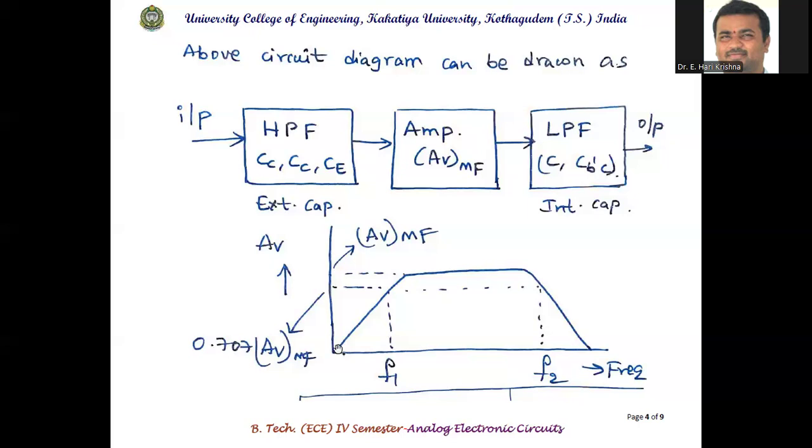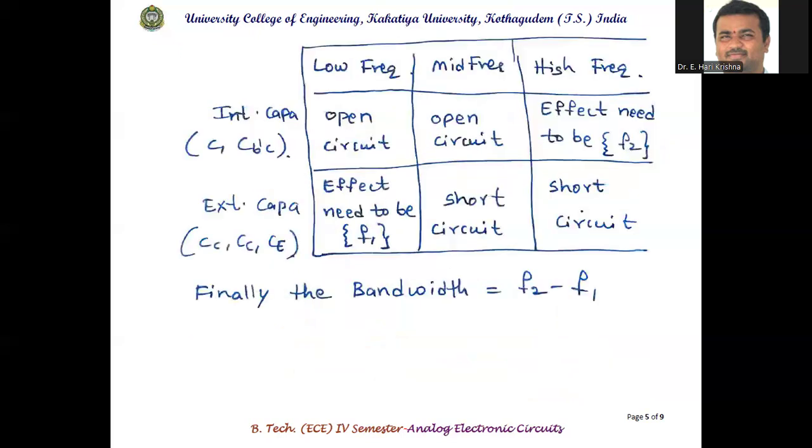That cutoff frequency can be seen from F1. This is the high pass filtering action. The low pass filtering action is because of the internal high frequency capacitors of BJT, C and CB-C. So the overall frequency response is divided into three parts: mid-frequency analysis, low-frequency analysis, and high-frequency analysis. In this lecture, we'll see the mid-frequency analysis of RC coupled BJT amplifier.